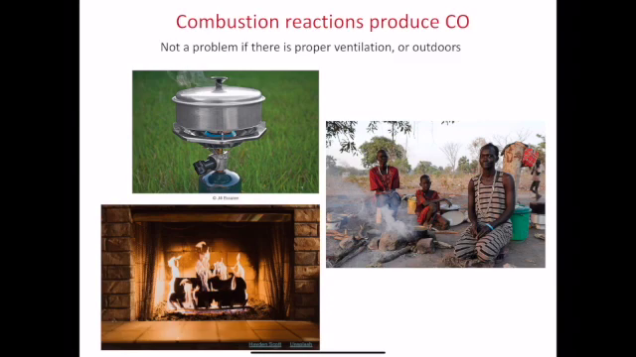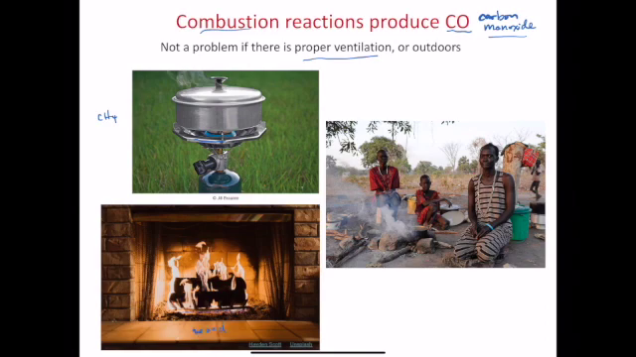So combustion reactions that produce carbon monoxide are a problem when there's not proper ventilation. So that's carbon monoxide. That's the chemical name for this covalent compound. And this is a problem not so much in the developed world, but it is in developing countries where they have indoor cooking. So if you're cooking, let's say outdoors using methane gas, so this is CH4 methane gas, this is wood. These are both combustion reactions.